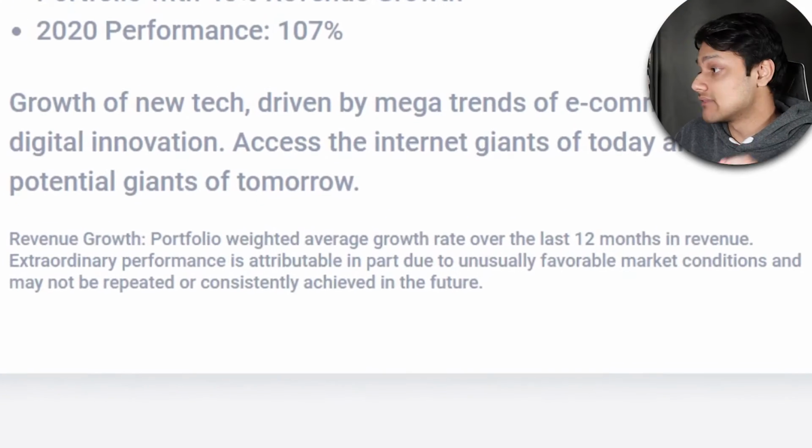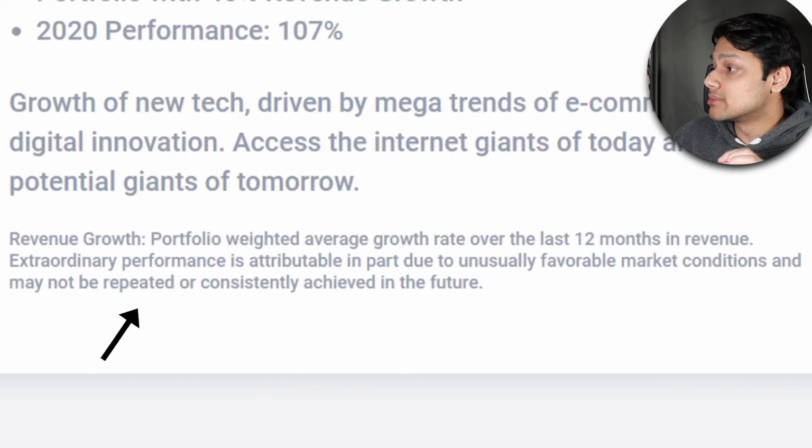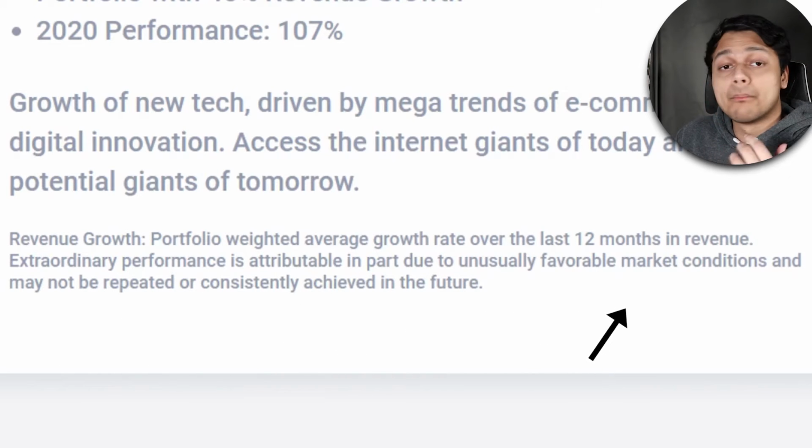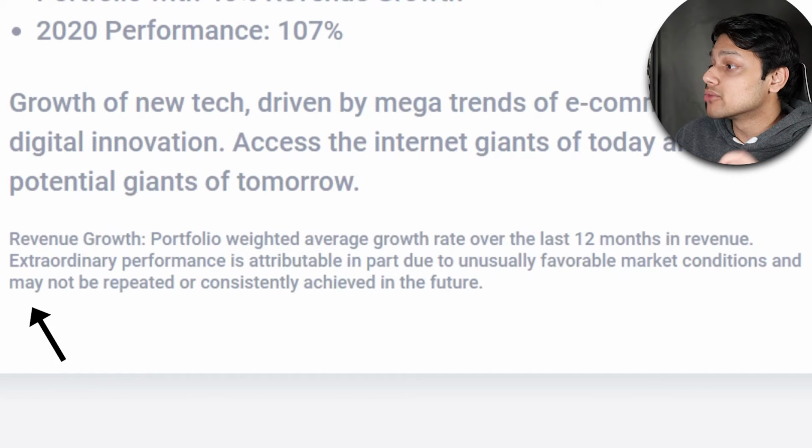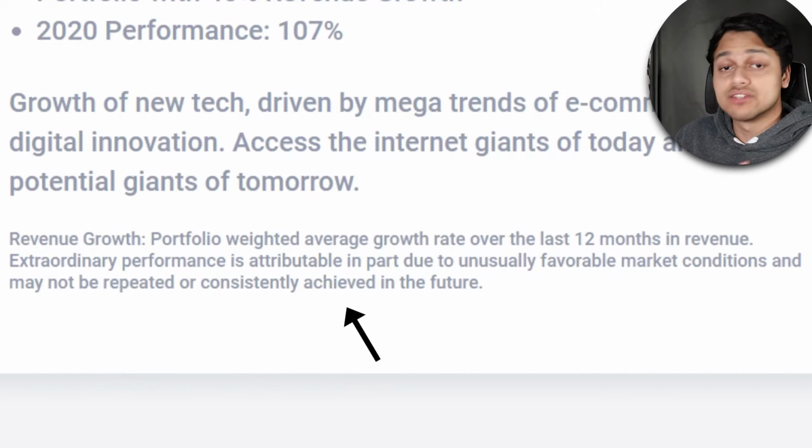Now that's all well and good. However, do have a look at the comment down here, and I've basically zoomed in so you can have a look. It says that extraordinary performance is attributable in part due to unusually favorable market conditions and may not be repeated or consistently achieved in the future. So basically what they're trying to say is that 2020 was an anomaly.